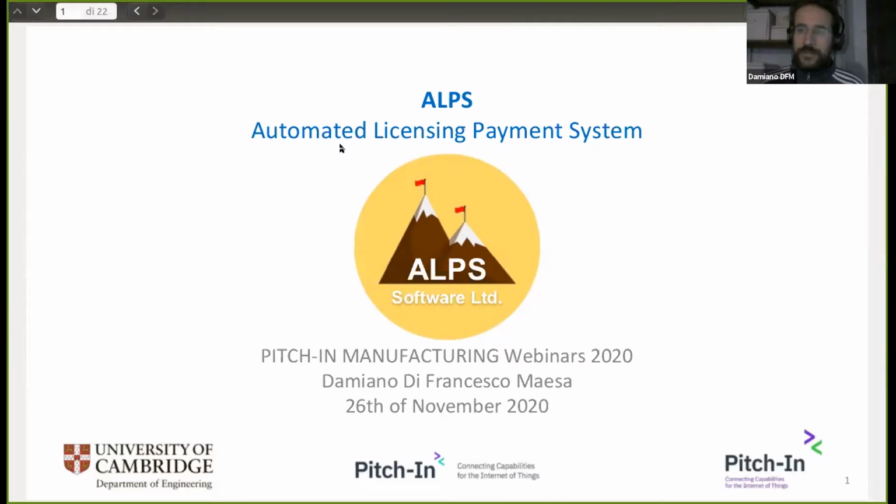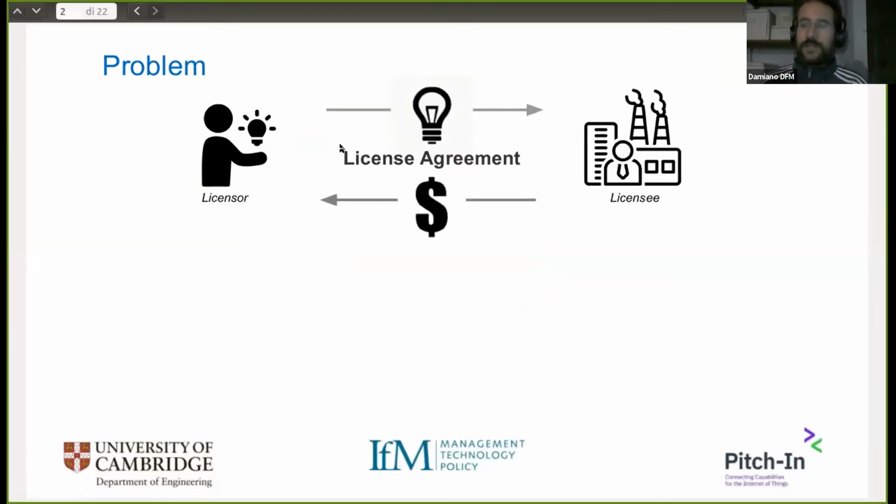So this talk will go on with first highlighting the problem that we're trying to solve, then a little bit about the tools that we're going to use, and then our solution, our proposal, and mainly to, let's say, spark discussion. So you can see if this is applicable in your case. So what is ALPS about?